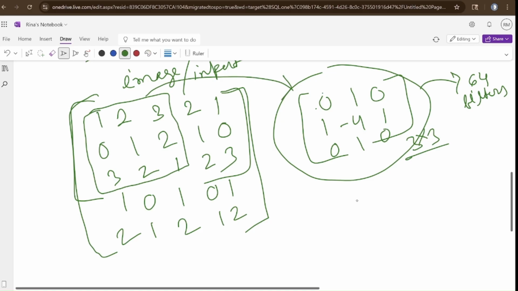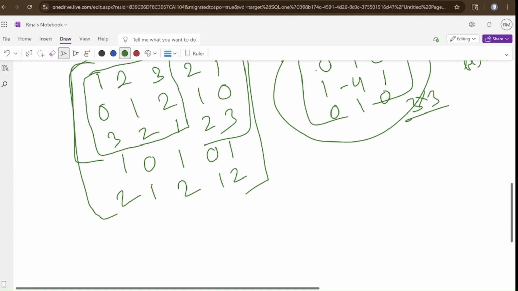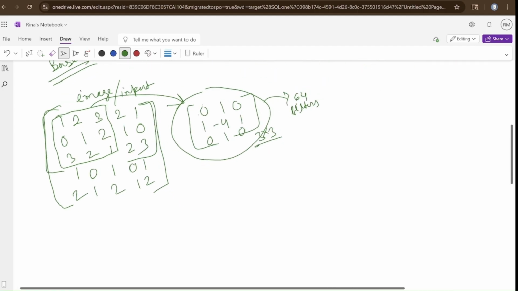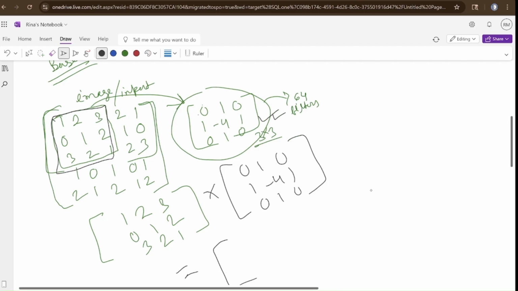And there will be a matrix multiplication. So let me show you one. So the first part will be 1 2 3 0 1 2 3 2 1, this portion, into 0 1 0 1 minus 4 1 0 1 0, this part. Okay. Now what you have to do? You have to do the multiplication.